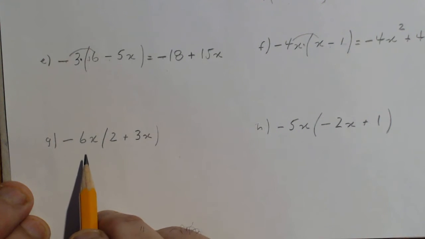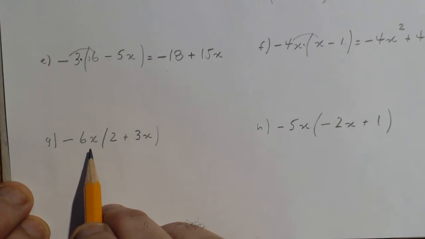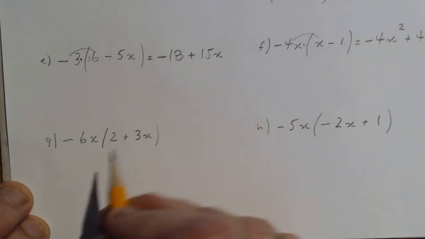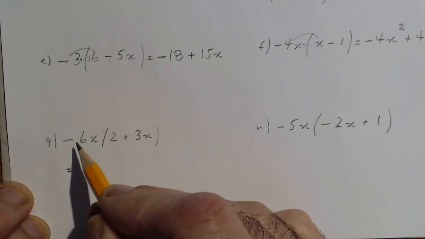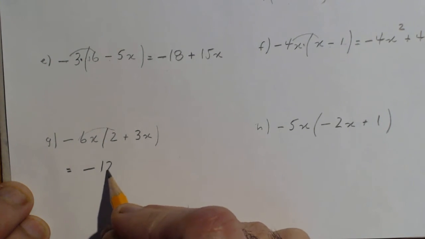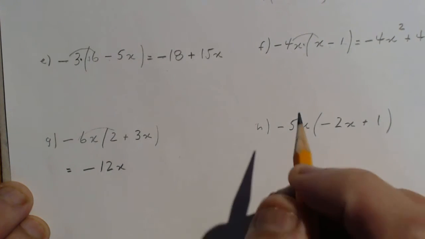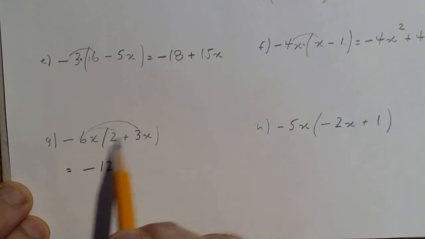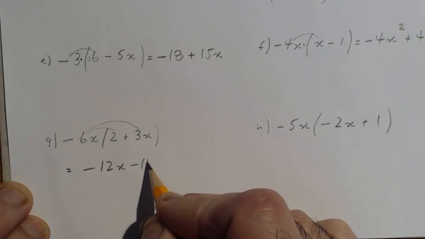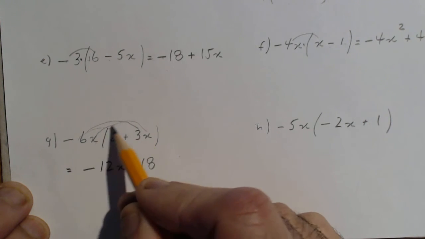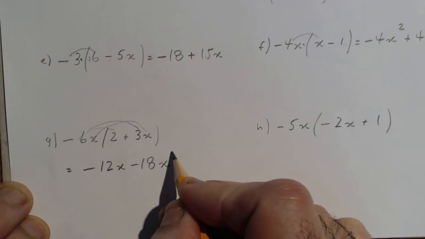Number G, minus 6x outside of 2 plus 3x. So negative 6 times 2 gives minus 12, and we have an x there, so it's minus 12x. Negative 6 times plus 3 gives negative 18, and we do the x variable, so x times x gives x squared.